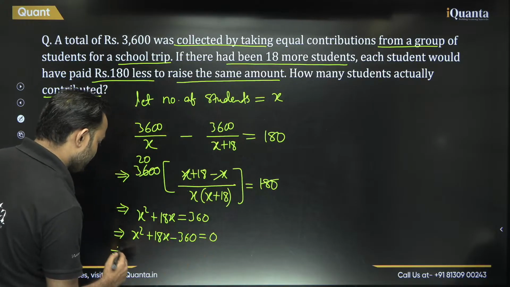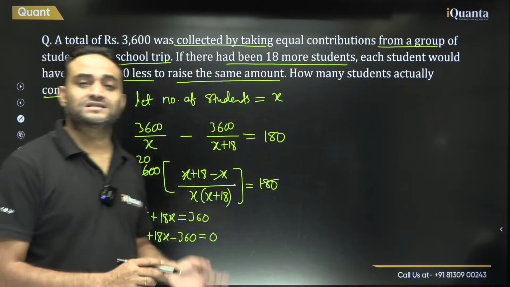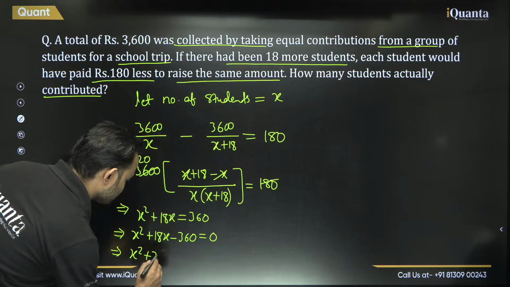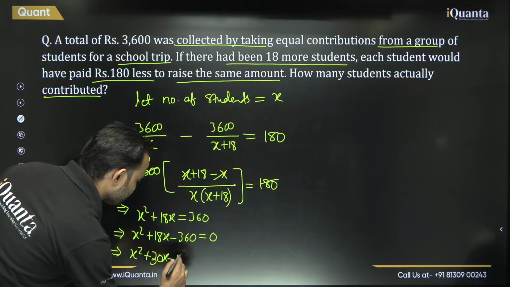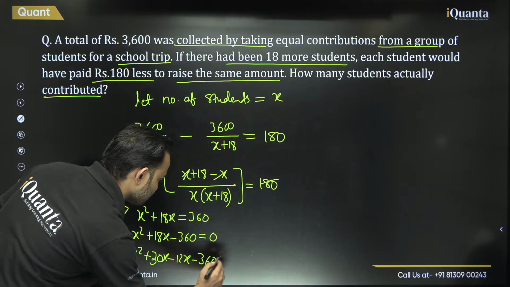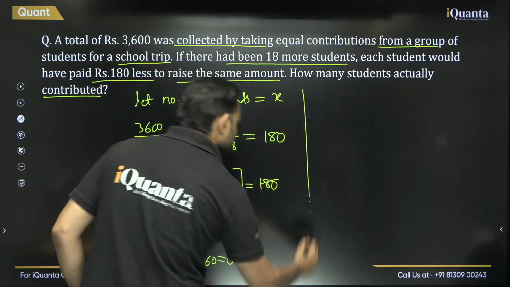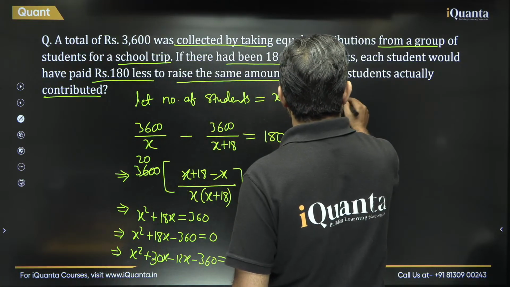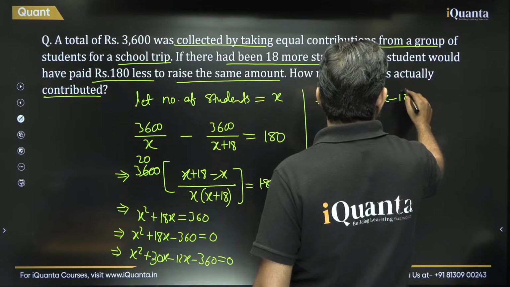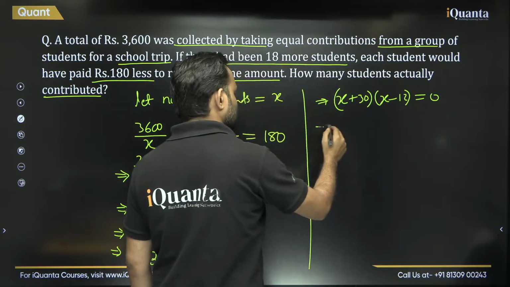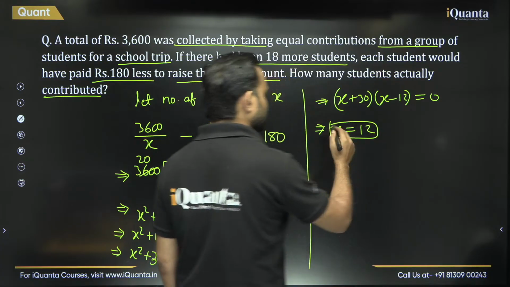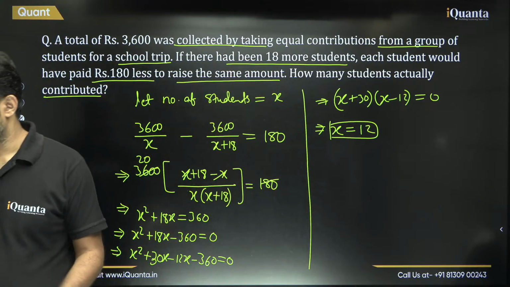Now we need to break 18 in two parts such that the product is 360. How can we do that? x square plus 30x minus 12x minus 360 is equal to 0. So from there we can write x plus 30 into x minus 12 is equal to 0, or we can say x is equal to 12. So that's your answer, right?